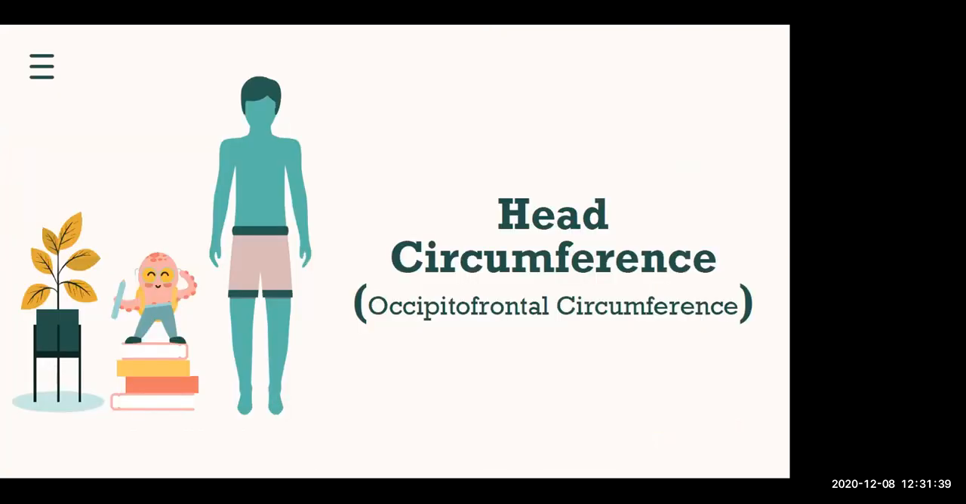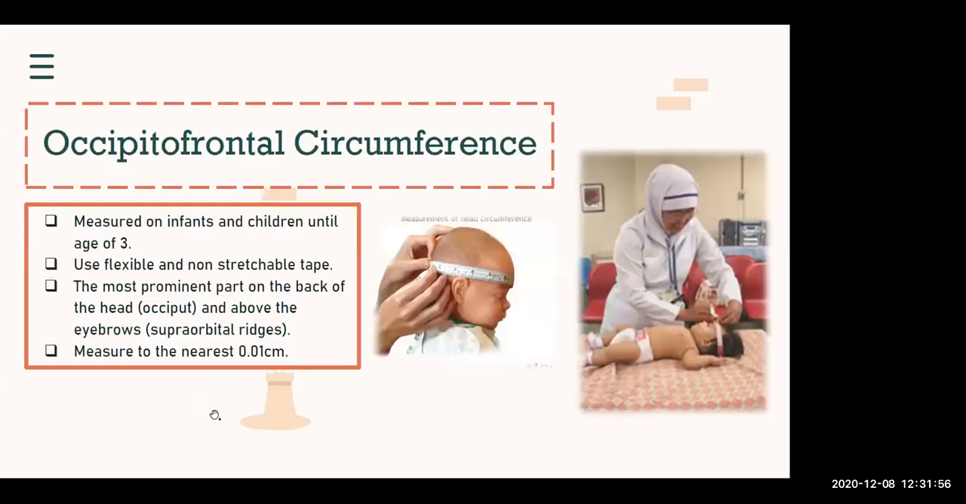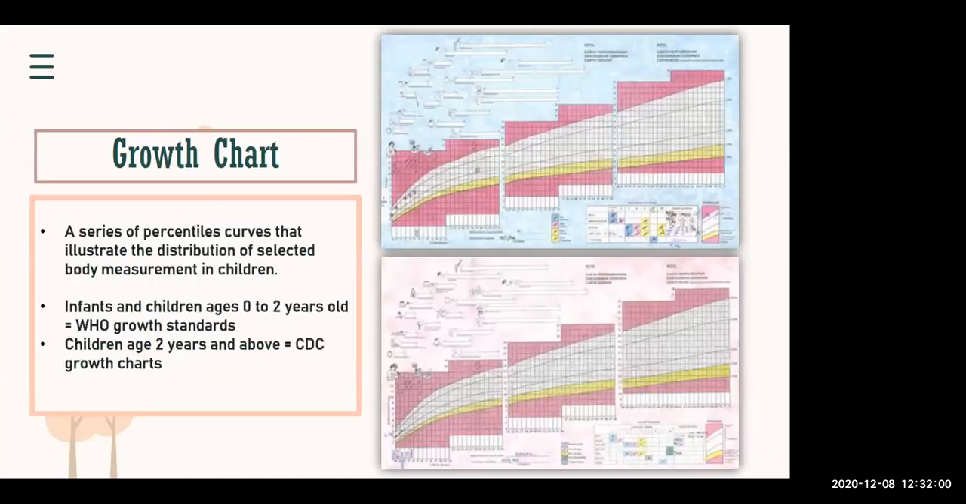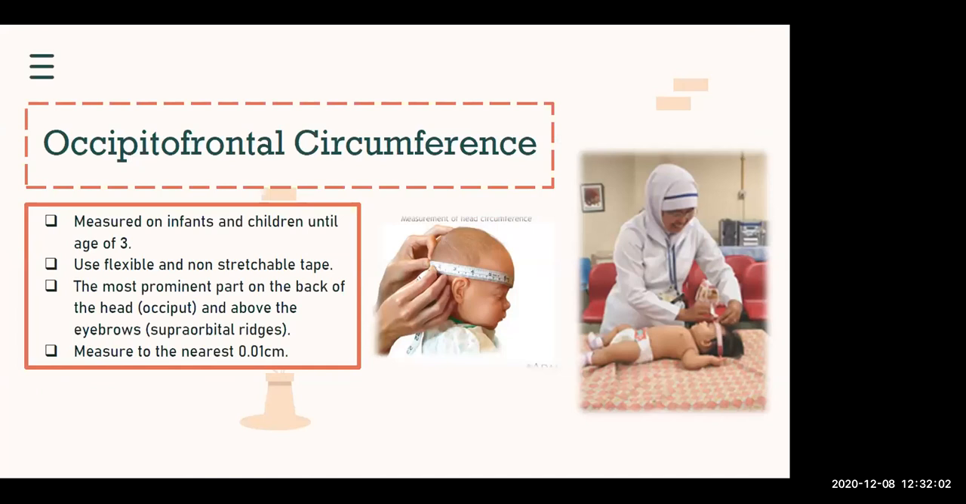Next, we move to the head circumference, which we also call the occipitofrontal circumference. Head circumference is generally measured on infants and children until the age of 3.